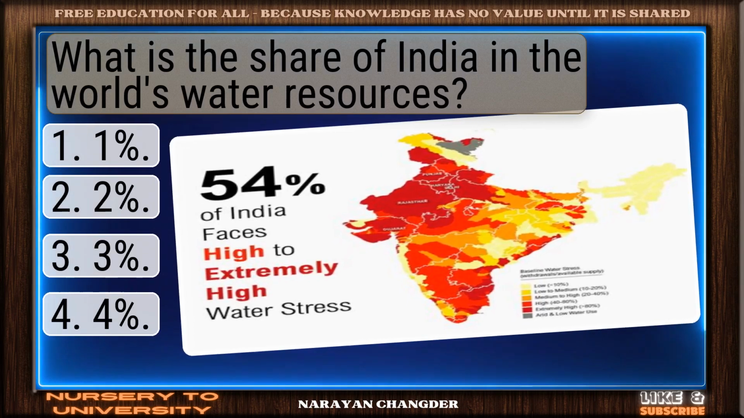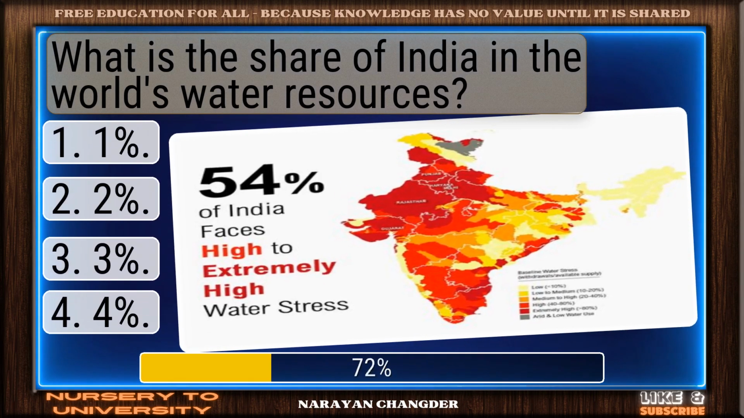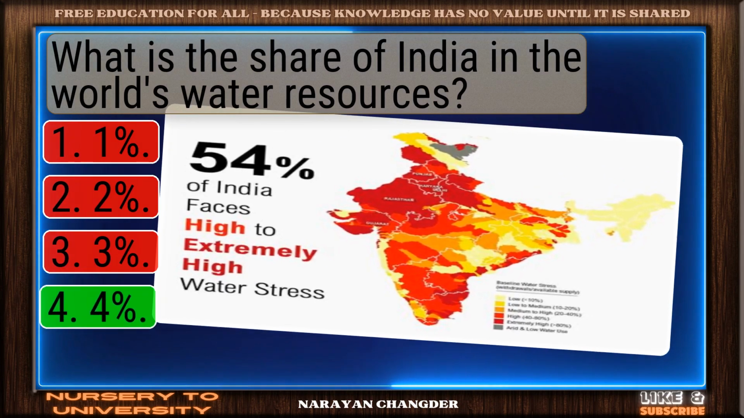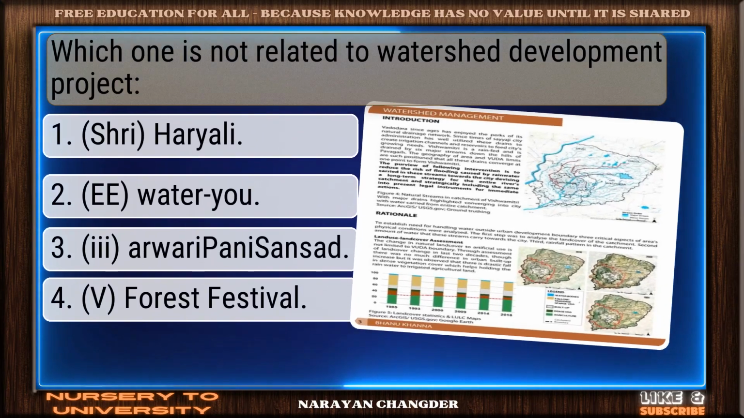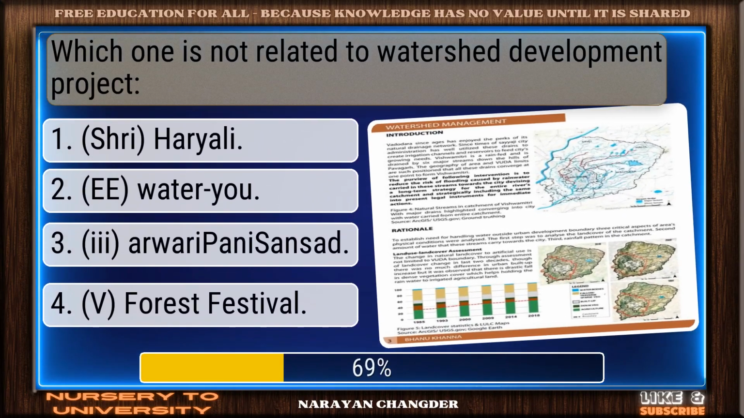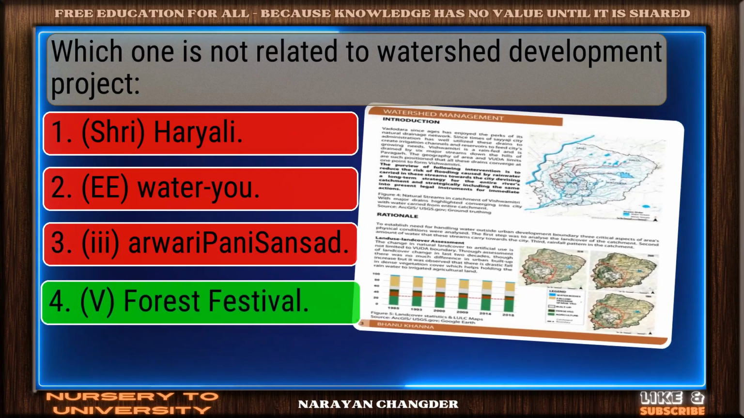What is the share of India in the world's water resources? Clear logic. 4% is sound. Which one is not related to watershed development project? You're right. Forest Festival is correct.